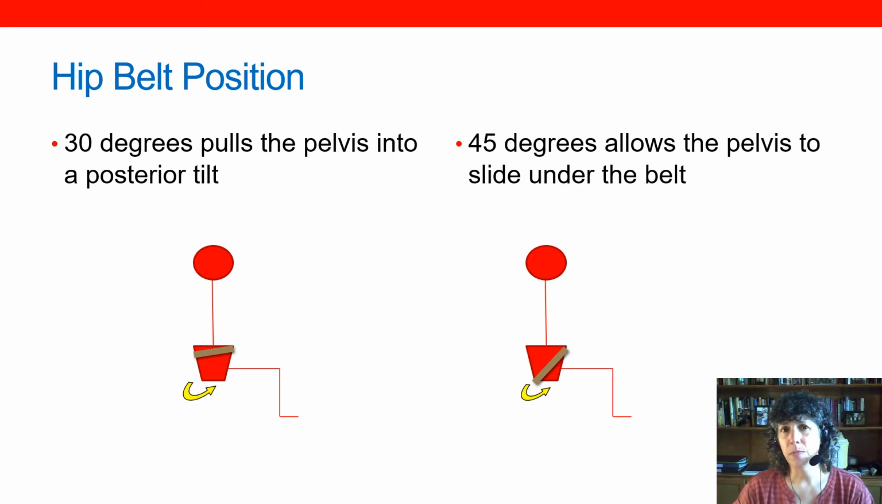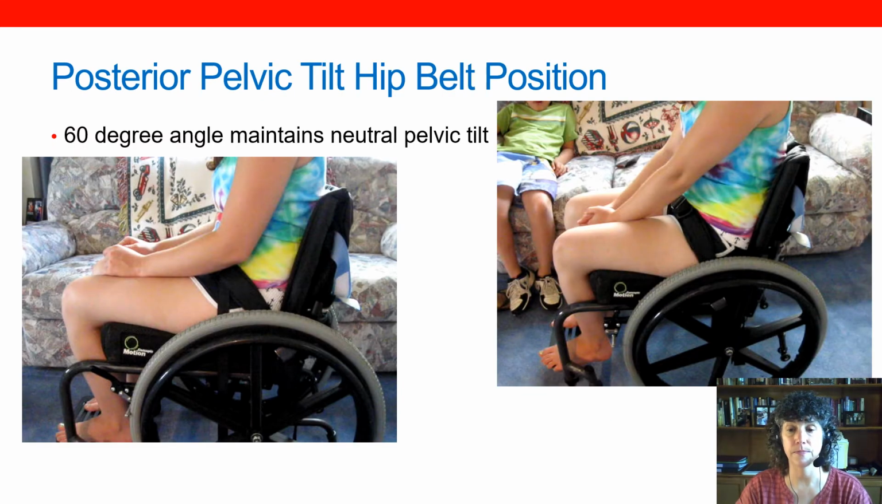If we use a belt that's mounted much higher than this, say at 30 degrees, we're actually pulling the pelvis into a posterior tilt every time this is tightened. It's pulling back on the ASIS. If we go with a 45-degree tilt, well, this allows the client to rotate under the belt because, again, the pelvis isn't moving straight forward, it's rotating, and that's why this angle is not very effective.